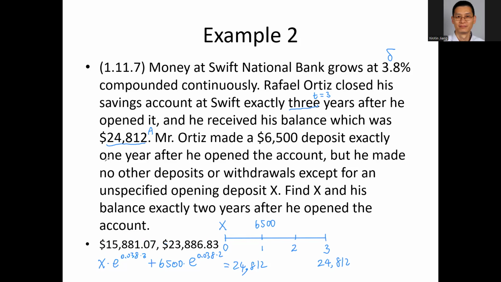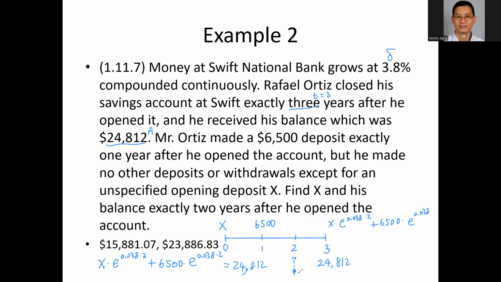Now we're looking for the balance exactly 2 years after he opened the account, which is at this time. You could use a forward way, but I think the backward way is probably better. The forward way would be X times e to the 0.038 times 2 plus 6,500 times e to the 0.038. That is this amount.